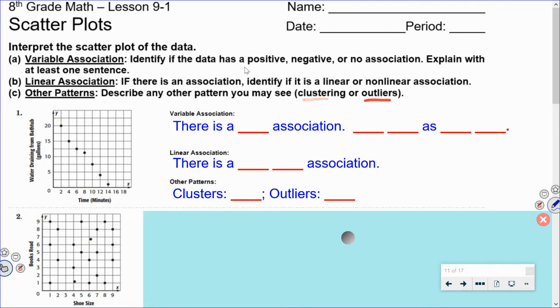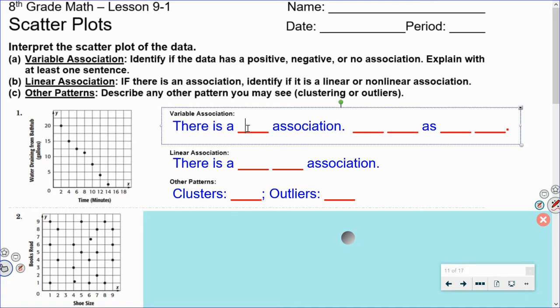So I'm looking here, it appears that we're measuring the amount of water in a bathtub, although there is that keyword draining from the bathtub. And we're comparing that to the time in minutes. Now we're going to first ask, is there a relationship? If so, what is it? Well, it surely would appear, it doesn't want to work with my mouse. It surely would appear that these go down together. In other words, I'm going to go ahead and say negative relationship.